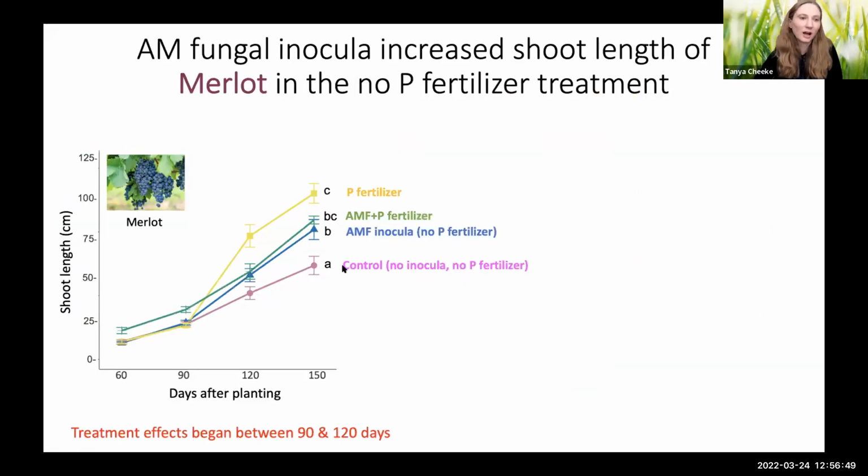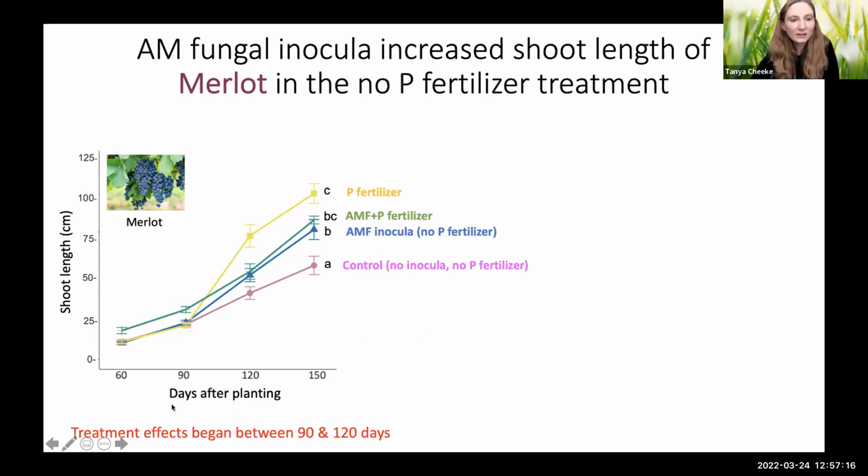Okay, so here to orient you, on the y-axis, this is shoot length in centimeters, and this is days after planting. We started measuring 60 days after planting and then collected data each time period. Throughout the talk, the controls are in pink, the AMF inoculant, the mycorrhizal inoculant, is in blue, the mycorrhizal plus fertilizer is in green, and fertilizer only is in yellow.